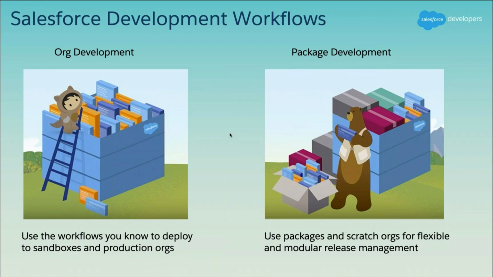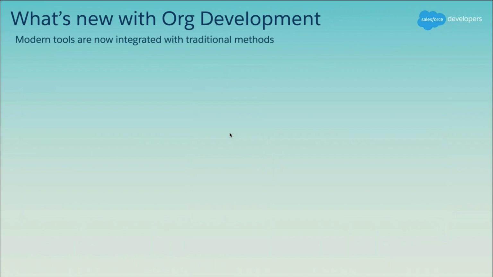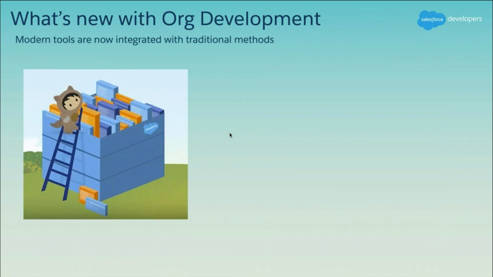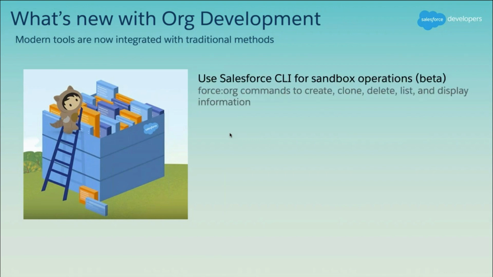So what's new in the org development, Satya? Yes. On the org-based development, we are now using some modern tools. We know this is the traditional approach of development. The CLI has come up with new commands for org-based development. Now you can create the sandbox right from your CLI itself. You can also clone it, and delete has been there for a while and is much improved now. And we have a command to list all the sandboxes in the command line interface, and we can also display information about a particular sandbox. This is still in beta. You can enable it, and then you can try it.